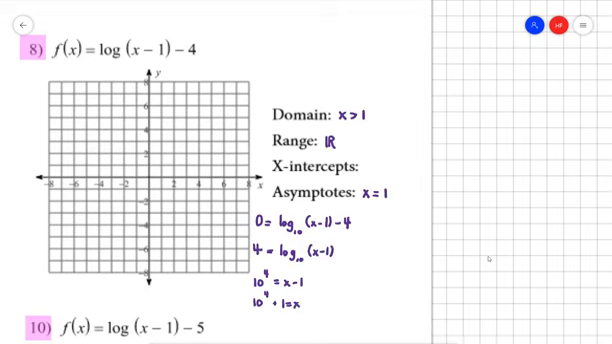10 to the 4th plus 1 is 10,001. Can't have that comma there because of the 0. But it's 10,001, comma 0, so again, we're way out there. We're not going to be able to see that x-intercept on our graph. If we could zoom out, we would see it then.